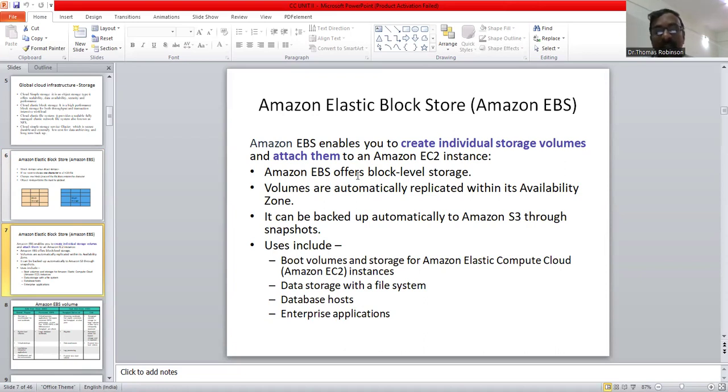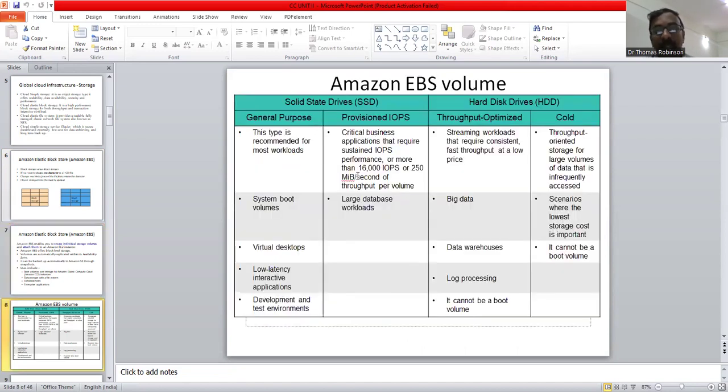There's a technology known as a snapshot in this EBS. It will automatically take a backup for a particular period of time. It will back up our documents in the form of a snapshot. It is used for boot volumes and storage for Amazon EC2 instances, that is Elastic Compute Cloud. Then data storage with a file system: automatically the data is stored in a file system, database hosts, and enterprise applications.